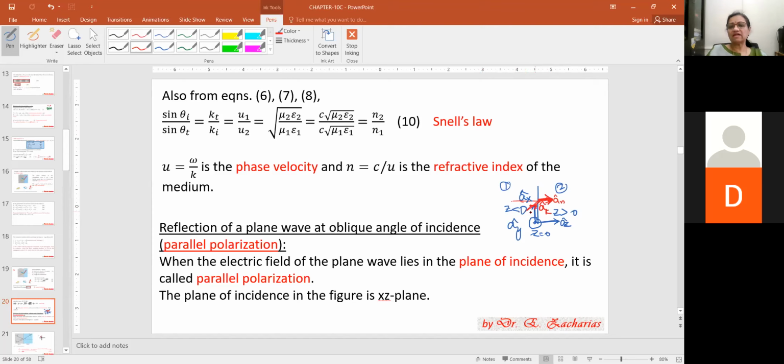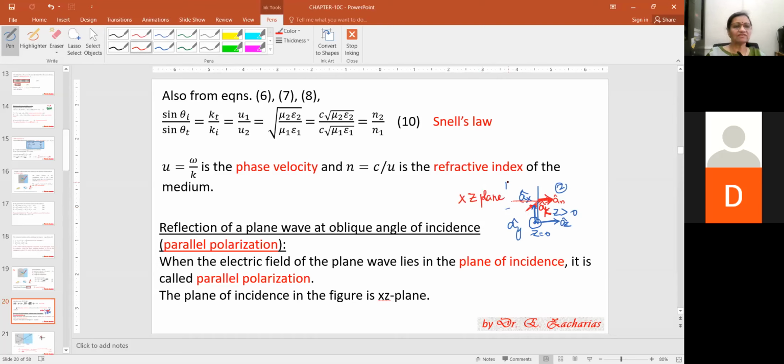And you can clearly see that both these vectors, the k vector and the n vector, that is the direction of propagation and the normal, are lying on one plane. Which is that plane? XZ. Yes. The wave is lying on the XZ plane. The entire thing is happening on the XZ plane.